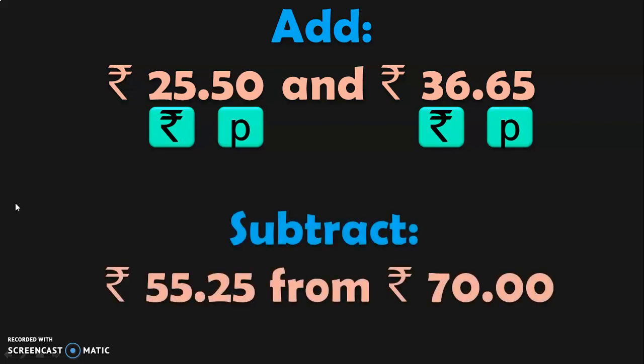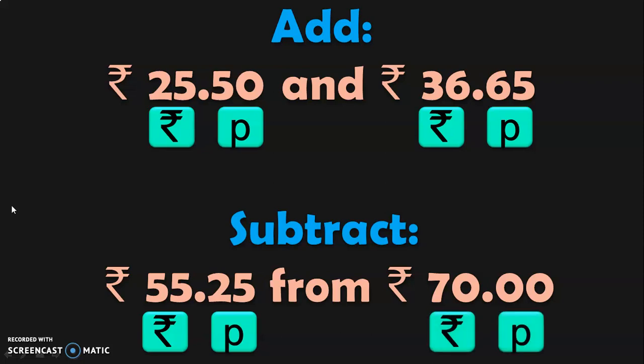Next, subtract rupees 55.25 from rupees 70. And here again 55 is the rupees and 25 is the paise. So it is subtract 55 rupees 25 paise from 70 rupees and 0 paise. Let us see what are all the rules to add and subtract money.